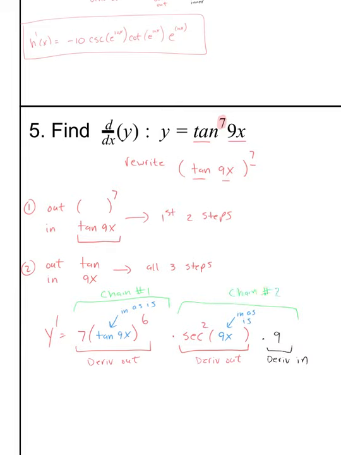A lot of parts. Okay, so when we simplify it, we have a 7 times a 9. That's going to put a 63 out front. Get all your numbers to the front. We still have a tangent of 9x to the 6th. We still have a secant squared of 9x. And there you have it.